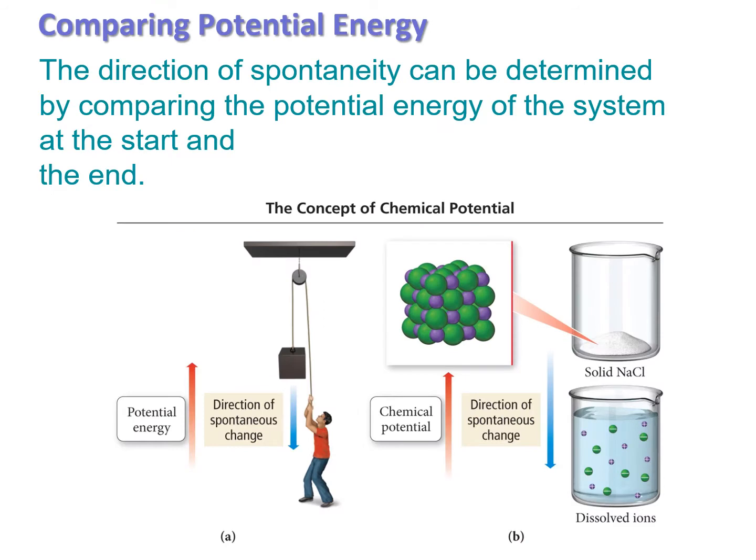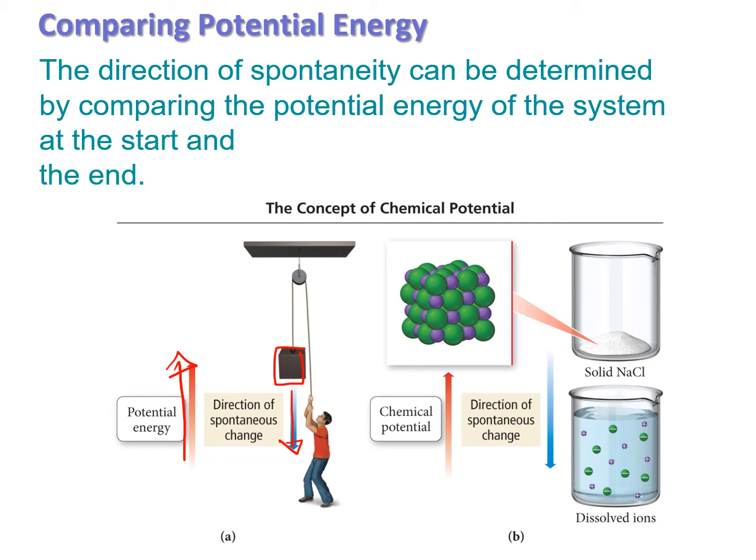So here we have some visuals of spontaneity. So first, something kind of easier for you to visualize. You having some sort of mass on a pulley and you're pulling the mass up, that would be non-spontaneous because you have to put some work into it, right? But it falling down is spontaneous. It just happens on its own.